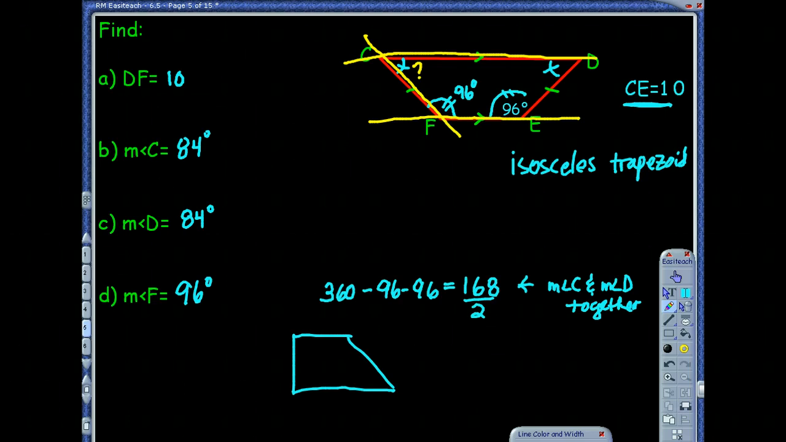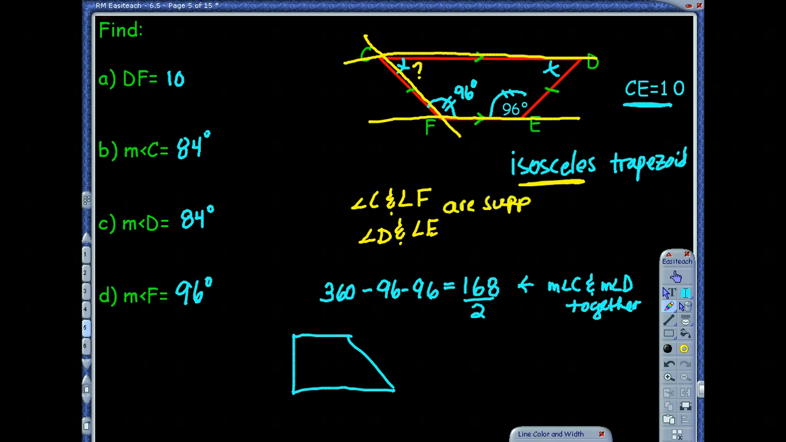So not only do we know that the base angles are congruent in an isosceles trapezoid, but in any trapezoid, the consecutive angles, now not all the consecutive, like angle C and angle D are not necessarily. The ones that are not base angles with each other, basically. Exactly. So in this case angle C and angle F, and angle D and angle E, these are supplementary to each other.